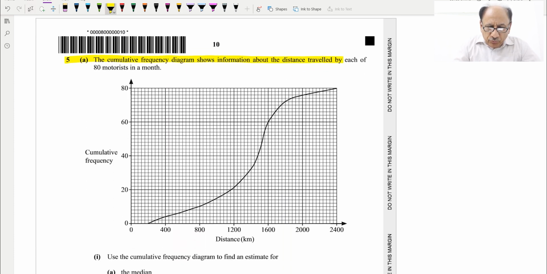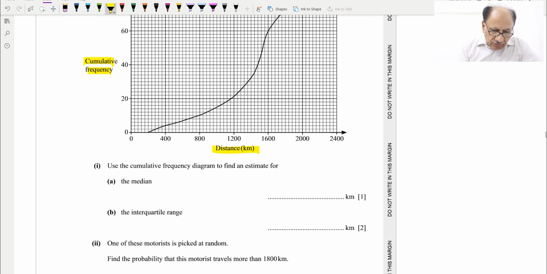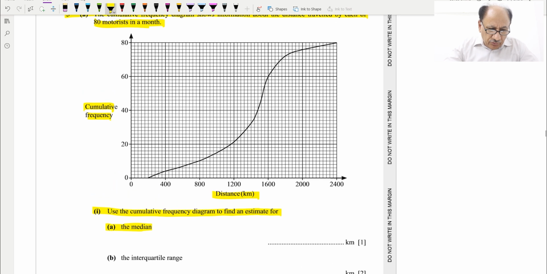Question number 5a part. The cumulative frequency diagram shows information about the distance traveled by each of 80 motorists in a month. This side is cumulative frequency and this side is distance in kilometers. Use the cumulative frequency diagram to find an estimate for the median. Median, you know, is the middle value.